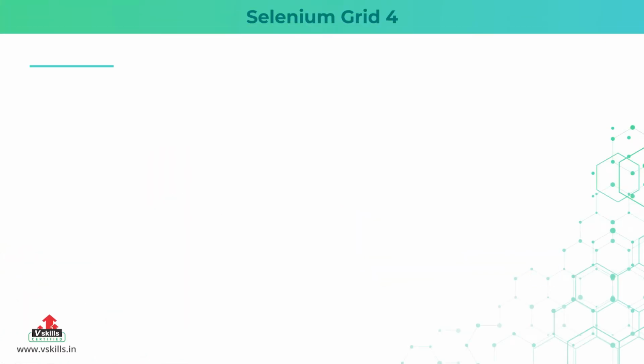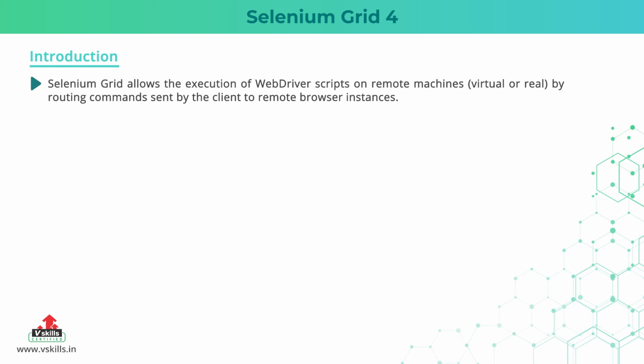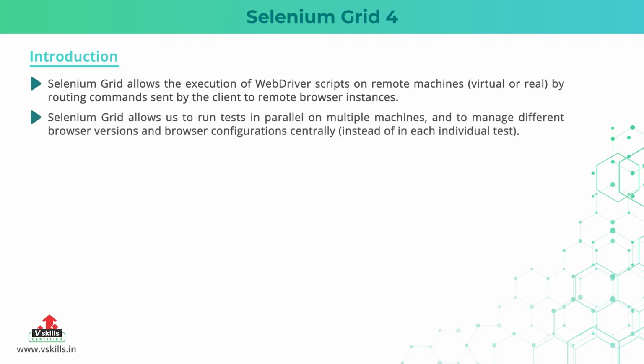Selenium Grid 4. Selenium Grid allows the execution of WebDriver scripts on remote machines, virtual or real, by routing commands sent by the client to remote browser instances. It aims to provide an easy way to run tests in parallel on multiple machines. Selenium Grid allows us to run tests in parallel on multiple machines, and to manage different browser versions and browser configurations centrally, instead of in each individual test.